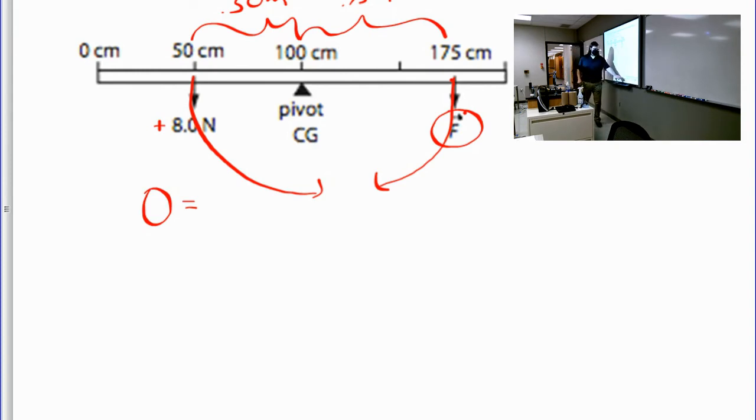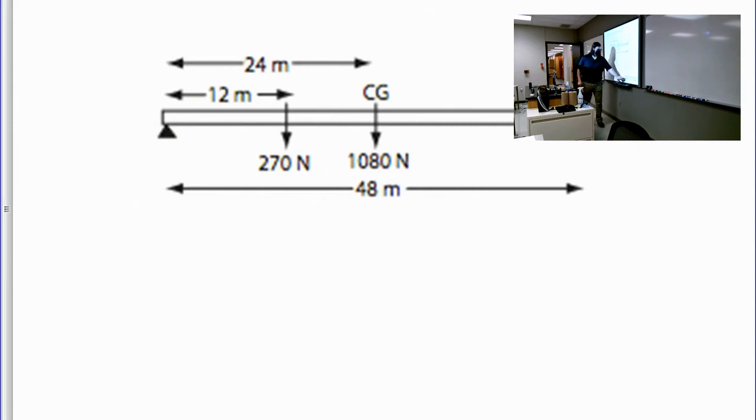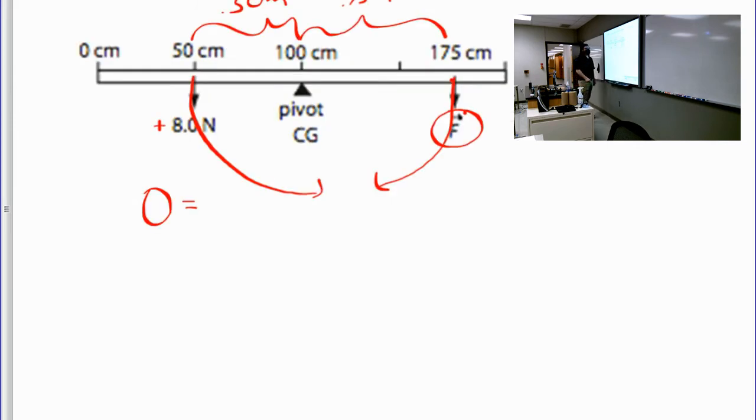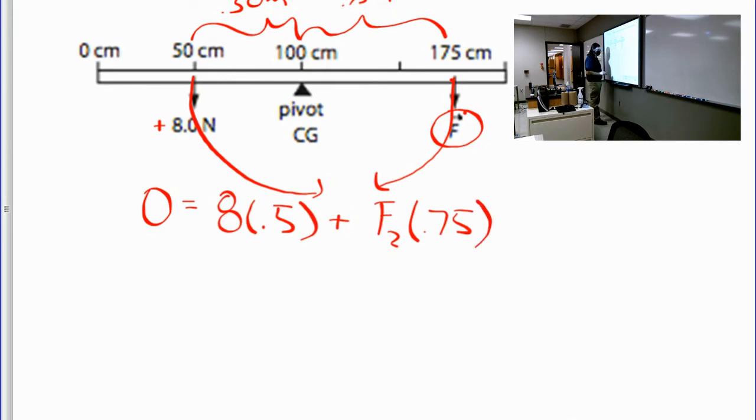Counterclockwise is not the way the clock moves. So, oops, I didn't solve the problem. Okay, so torques add up to 0. The first force I come to is the left one on the left. It's 8 newtons, positive, times the distance of 0.5, plus the force number 2, which we don't know, we do know the distance is 0.75 meters, though.